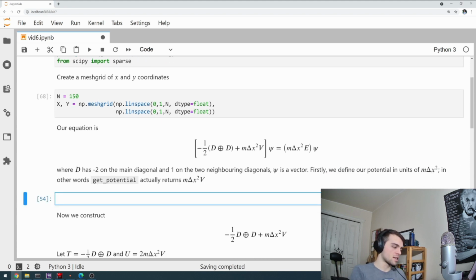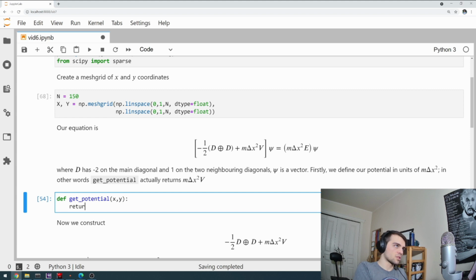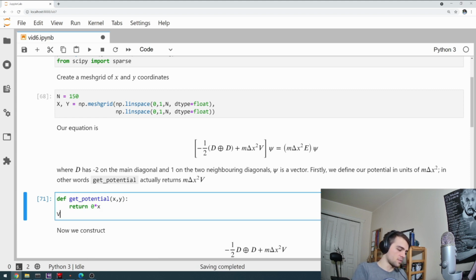So let's make a potential. And we'll start with something simple. We'll take an x, y, and right now I just want to do the infinite square well. So it's just going to return 0 times x. That's a simple one, so it's just always 0. And I'm going to say V is equal to get_potential(X, Y), capital X, capital Y.